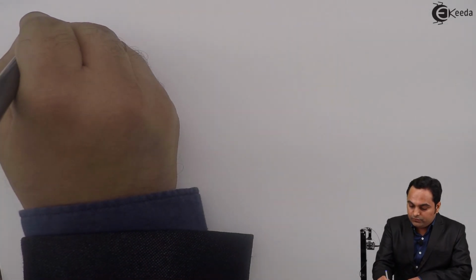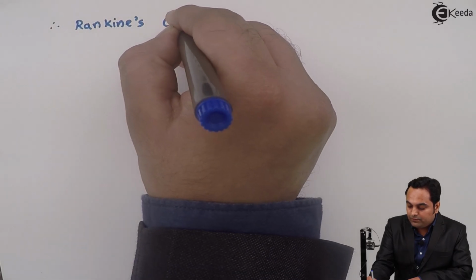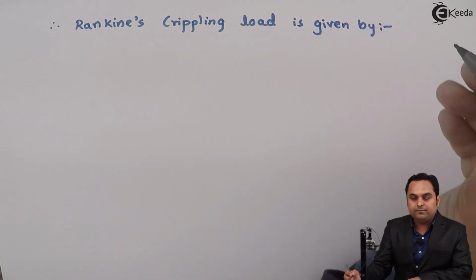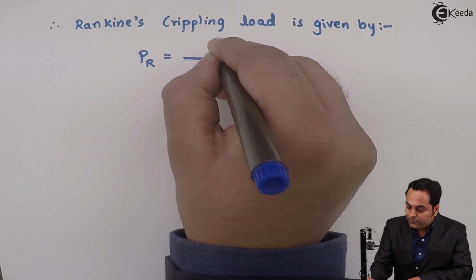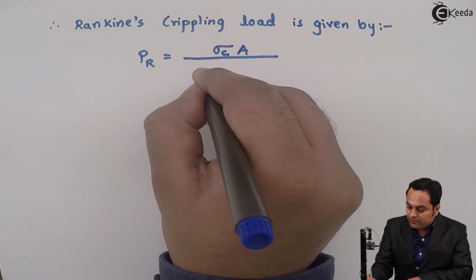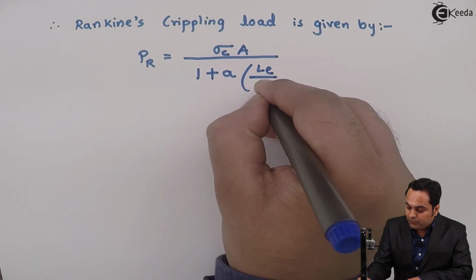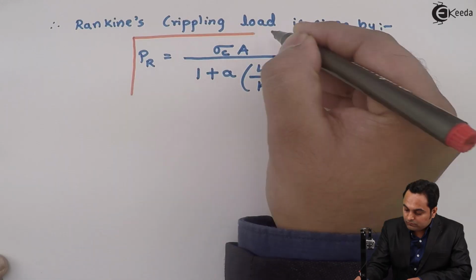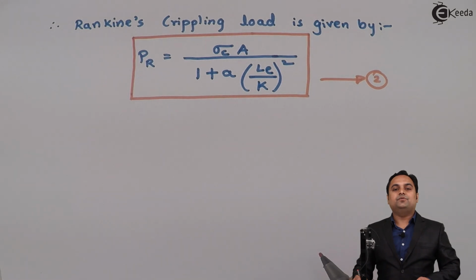So now, Rankine's crippling load is given by P suffix R is equal to sigma C into capital A upon 1 plus small a into effective length upon K whole square. I'll keep this as the second equation.